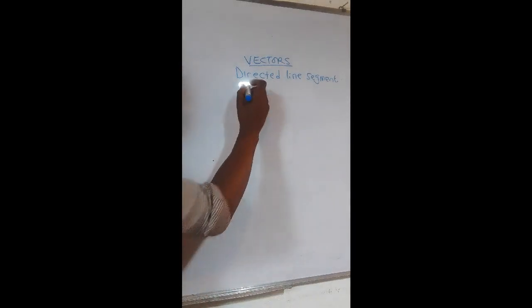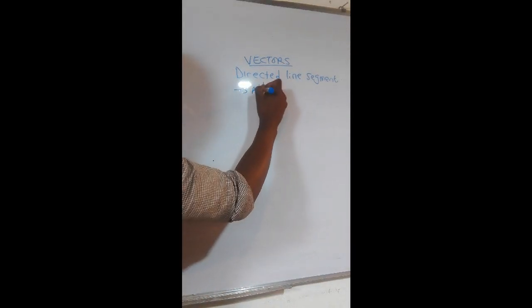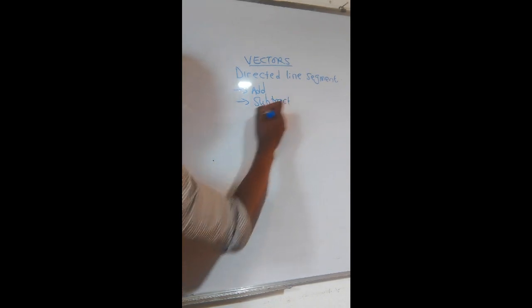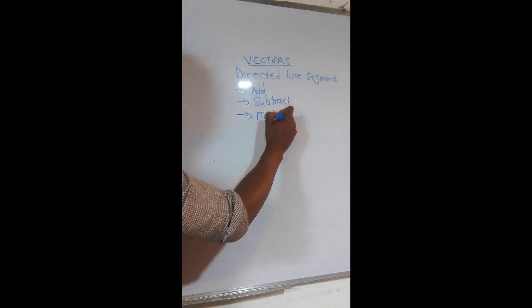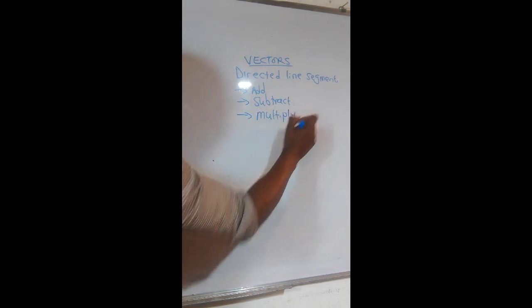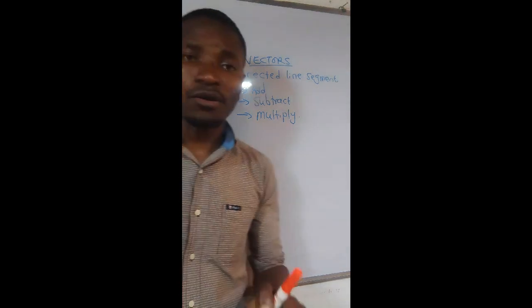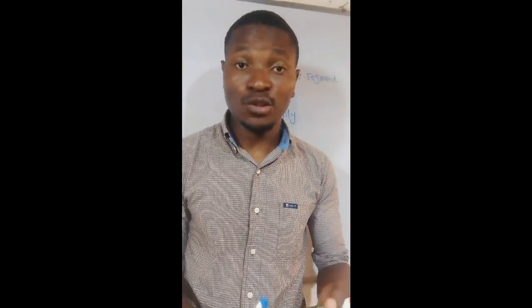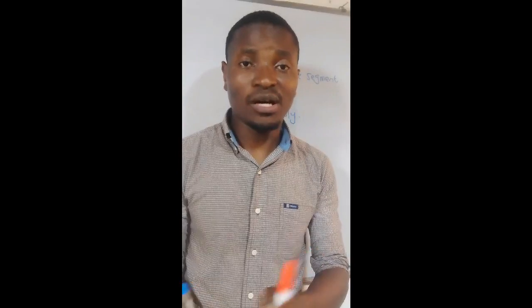Now let us see some of the properties of vectors. Vectors can be added, vectors can also be subtracted, and also multiplied. These three are the basic mathematical operations that you can carry out on vectors. So let us see how you can add two vectors.